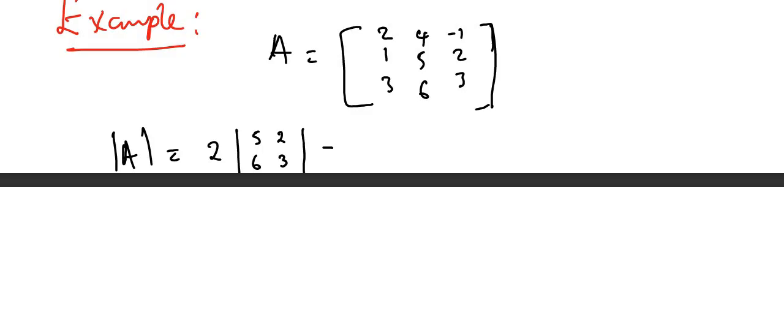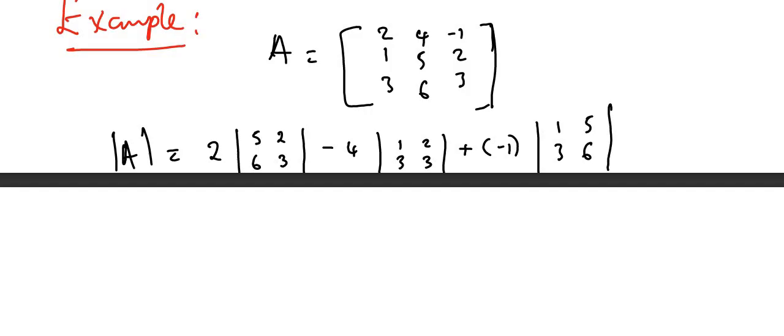Then minus, we put the 4. It's always minus here. You put the 4. Then we're going to have 1, 3, then 2, and a 3. We hide the row and the column where 4 is found. Then this was supposed to be a plus, but then we're having a negative 1. Then we hide the row where 1 is and the column where 1 is. So what remains is 1, 3, 5, and 6. Then from here, we'll just bring the 2 there.